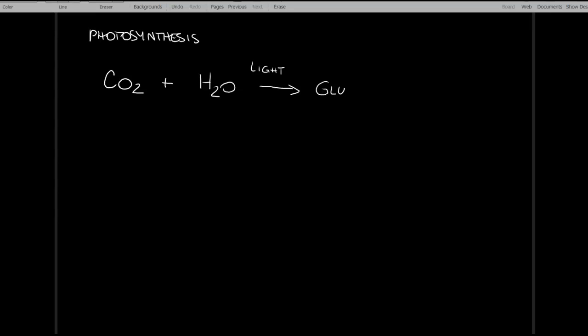Okay, so when we talk about photosynthesis, there are a couple of things that we need. Well, what do we need? We need carbon dioxide. We also need water. And in the presence of light, because you do need a light source, what's produced is glucose, and we have our oxygen that's being produced as a byproduct. It's like a waste product for photosynthesis.